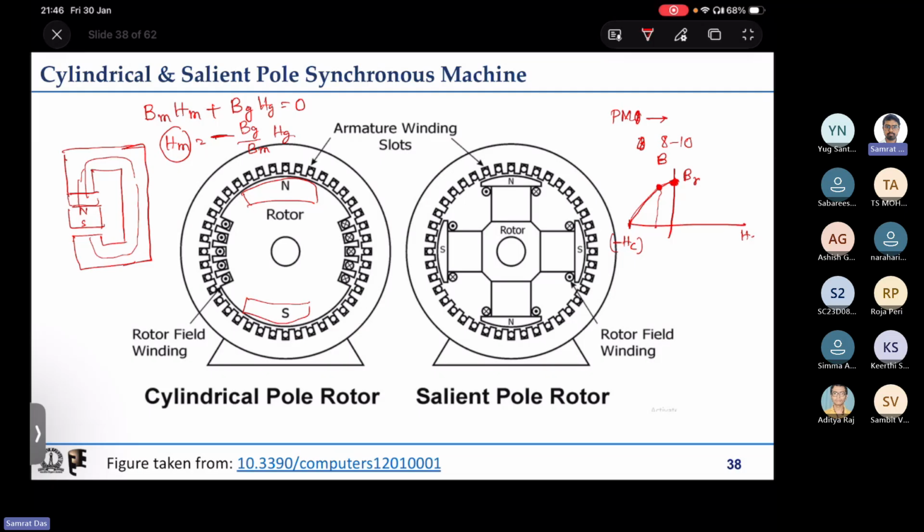And how will this point be decided? For the other circuit, if this is simply written, there will be some line like this, which will of course be dependent on the air gap and other things. So it will be somewhere here. This will be the operating point. So you can see that it has reduced.